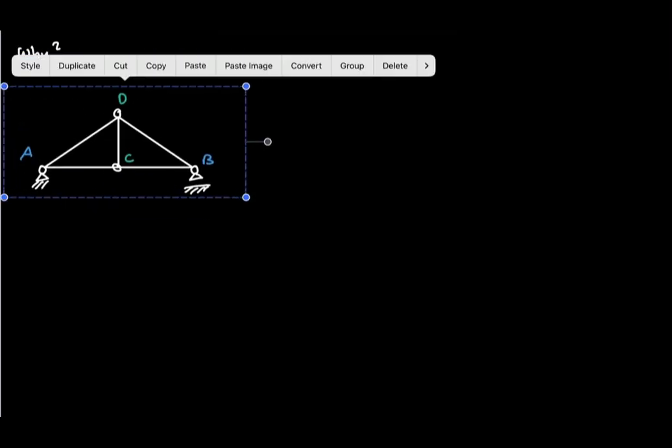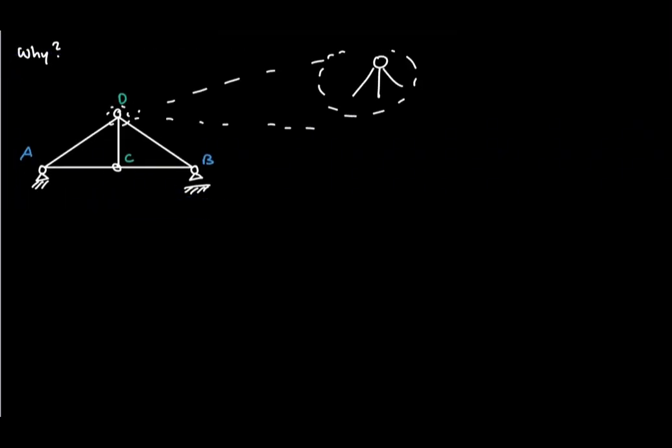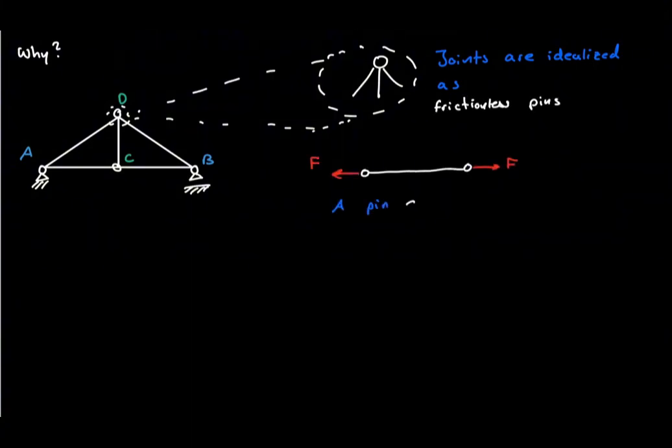Why is that possible? The answer lies in how we model the joints. In an ideal truss, every connection between members is treated as a frictionless pin. A pin can transmit forces, but it cannot transmit a moment. Because of that, bending moments cannot develop inside the members.